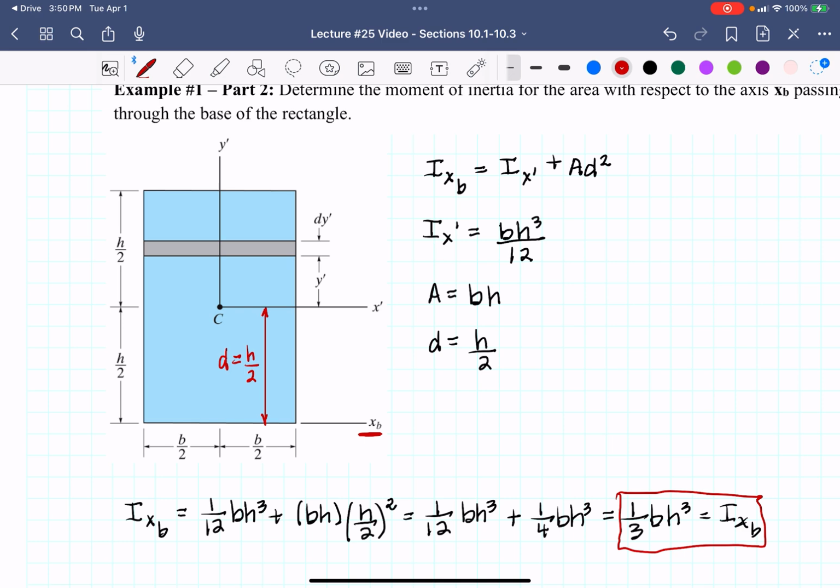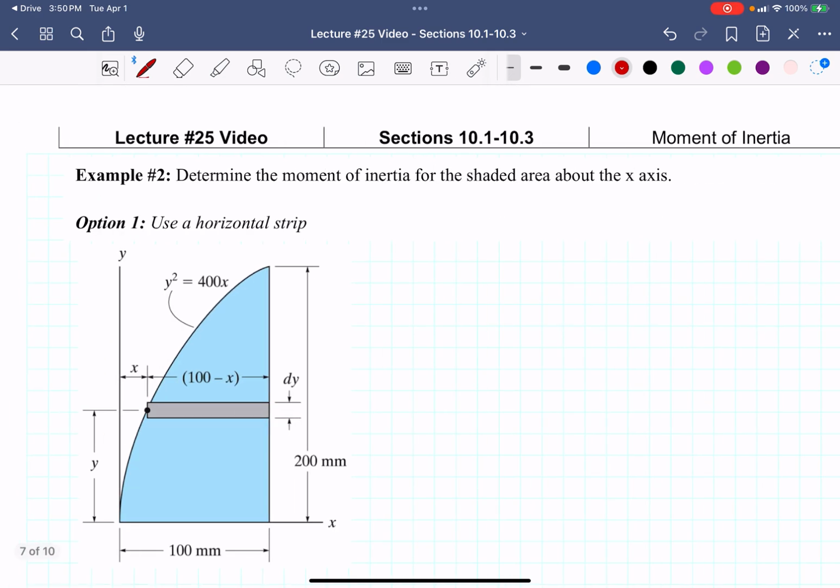All right, so let's try another example. So I've got this in two different ways. I'm going to do this using a horizontal strip for this example. But if you want to see what it would look like using the parallel axis and a vertical strip, you can look in my notes. I included my notes in Schoology. But I told you it's easiest to use what's parallel to the axis you're trying to find. So I'm going to use this horizontal block for this example.